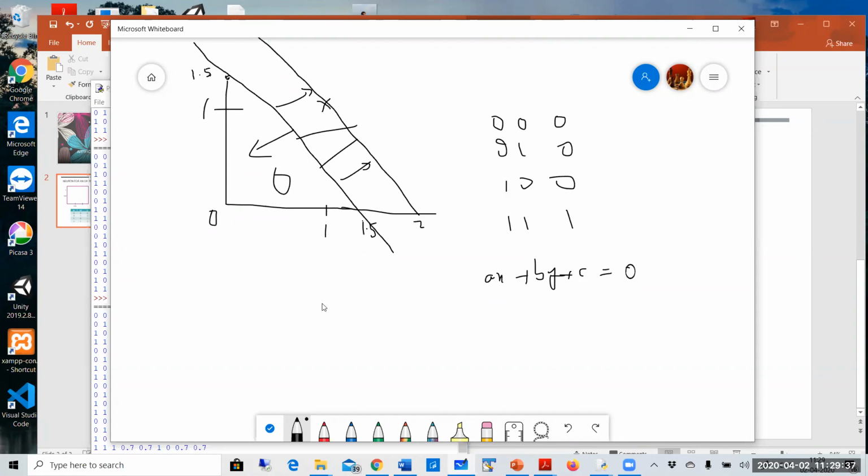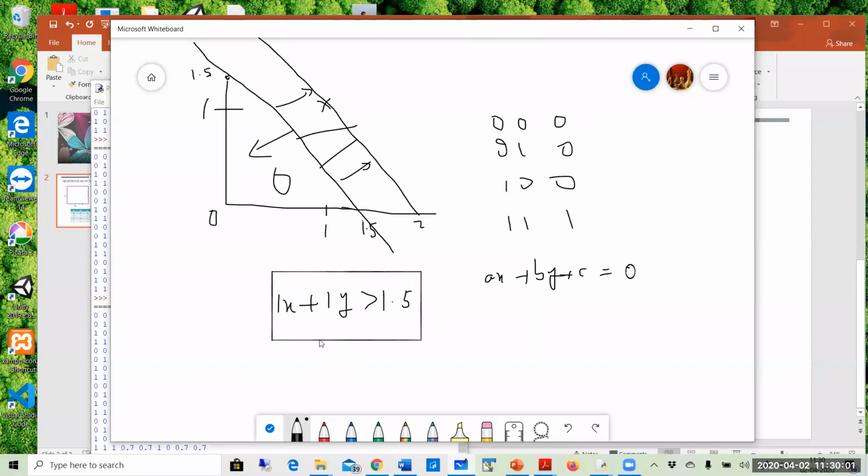But for the equation, what would be the equation? I think it is 1x plus 1y should be greater than 1.5. Only then it is true. This is the equation for the truth table of AND. Okay, 1x plus 1y plus 1.5.